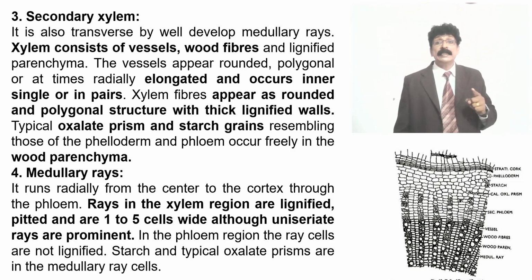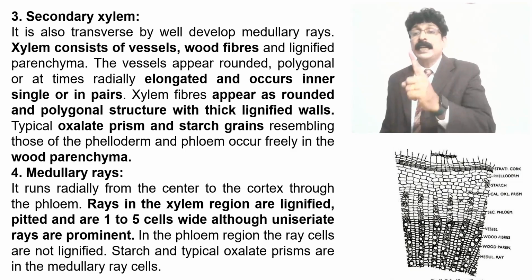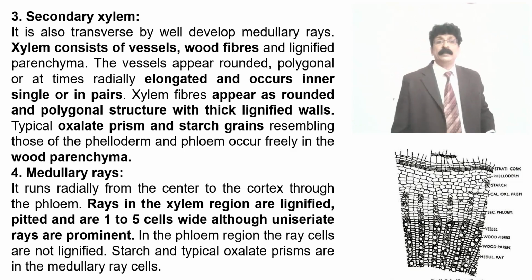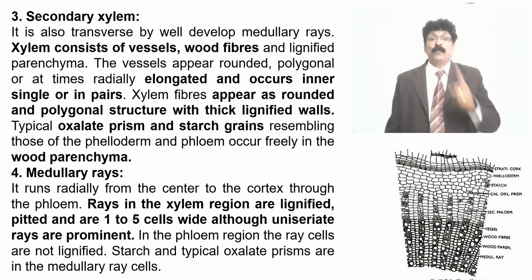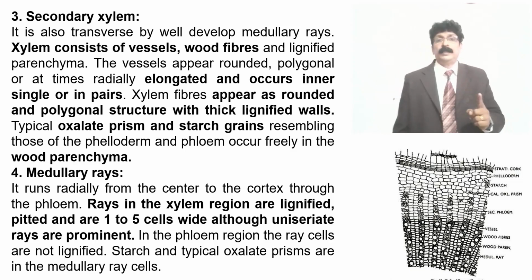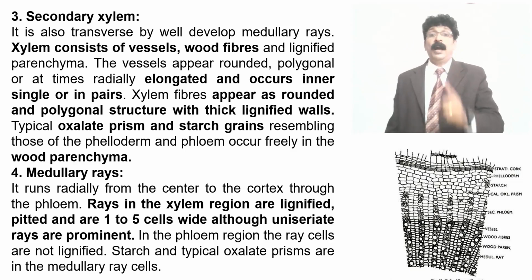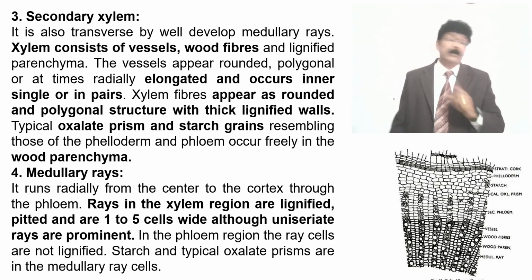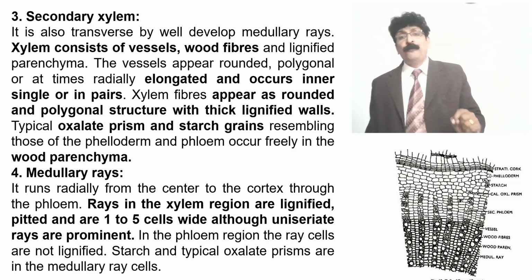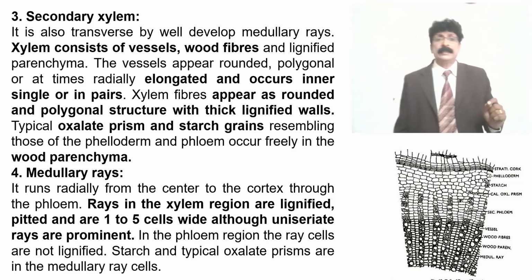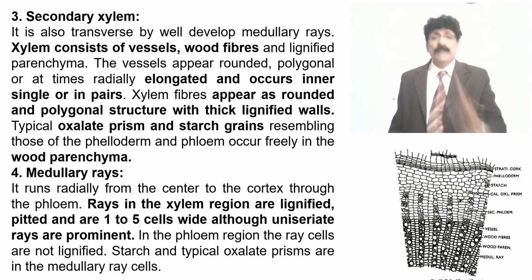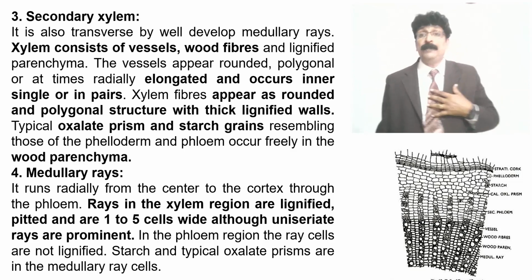Medullary rays are very transparently seen in the area of phloem and xylem. In the picture you can see it runs radially from the center through the phloem rays into the xylem region, where the rays are lignified, pitted and 1 to 5 cells wide, although uniseriate rays are prominent. In the phloem region the medullary ray cells are not lignified, but when it comes to the xylem area, they are lignified. So this type of identification the student can see in the microscope.